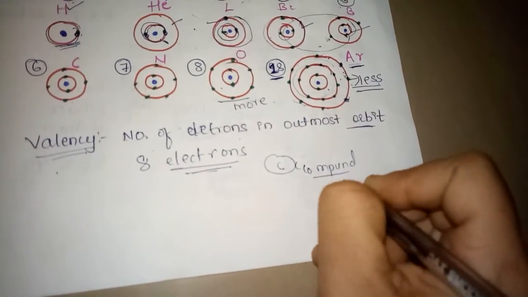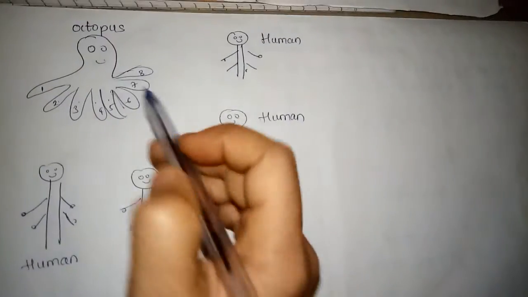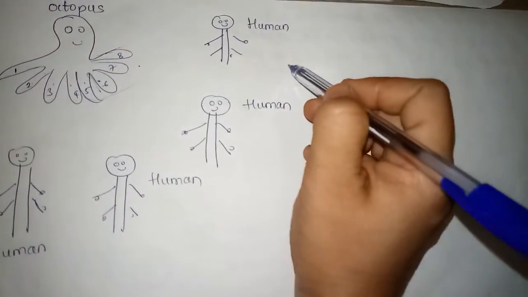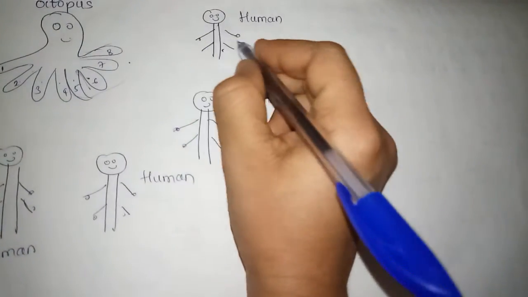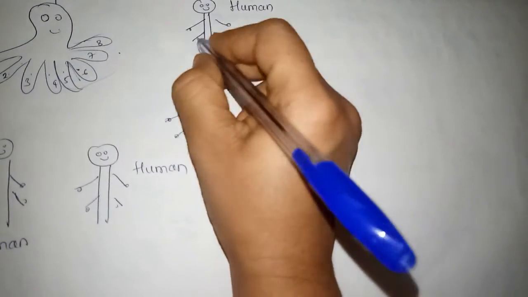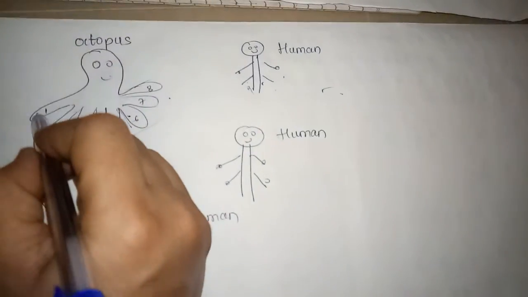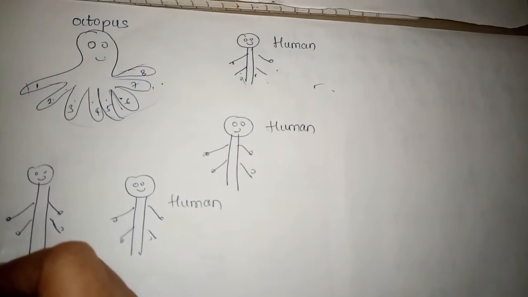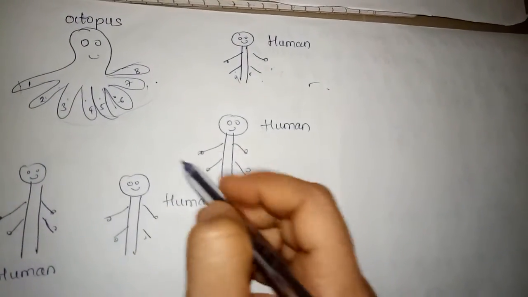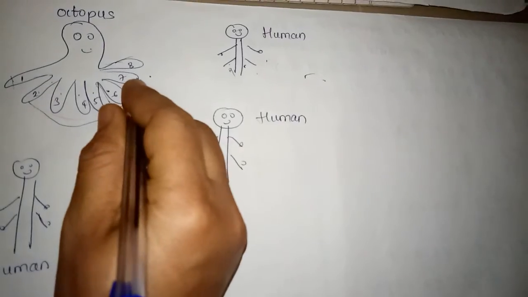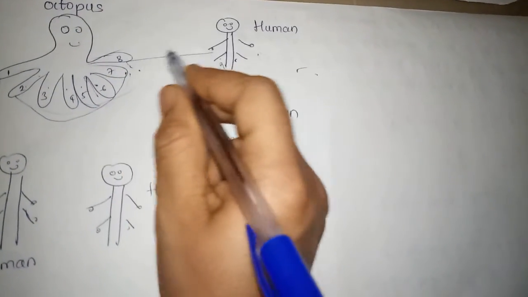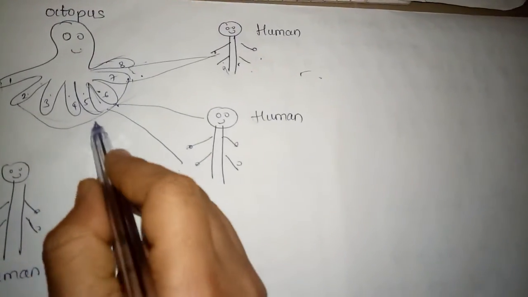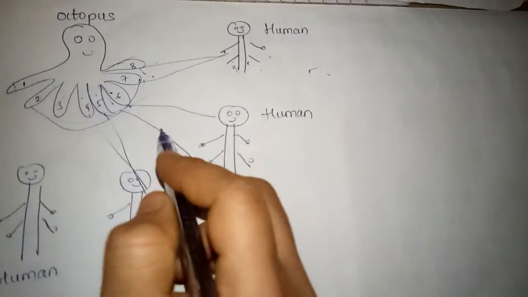Let me explain how it is. Here is an octopus which has 8 arms. And here is a human which has only 2 arms, 2 legs and 2 hands. Now to catch all its arms, how many humans are required? We require 4 humans so as to catch all its 8 arms. Then only can the octopus be combined with. Is it clear?